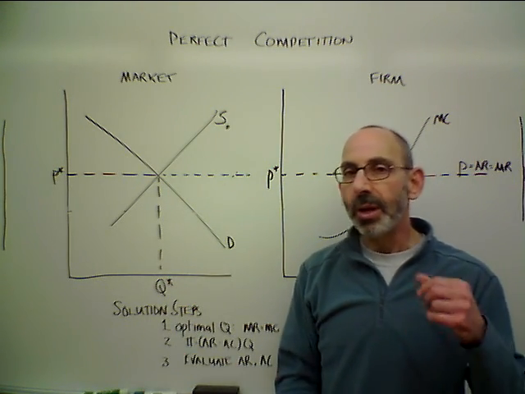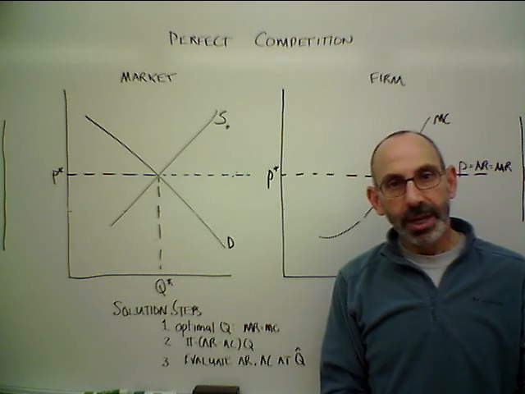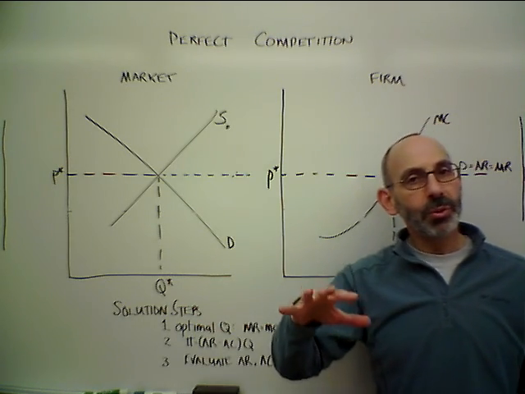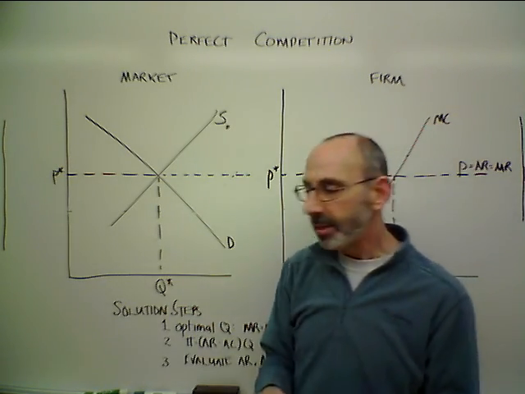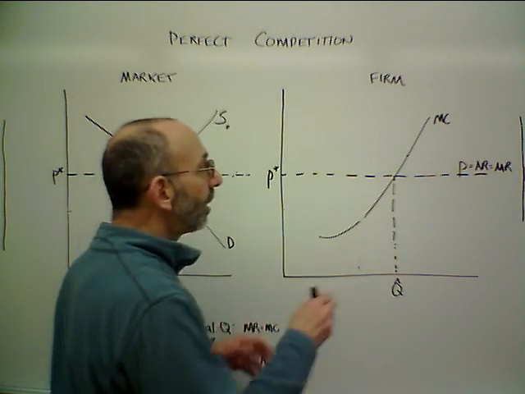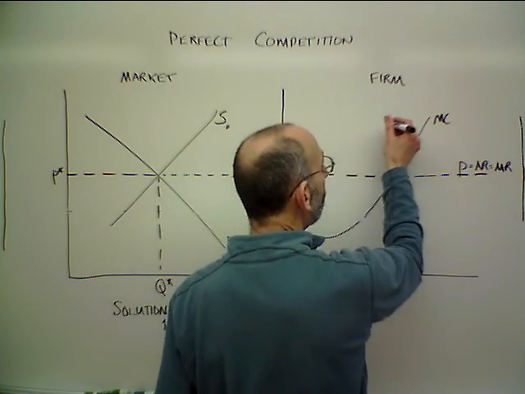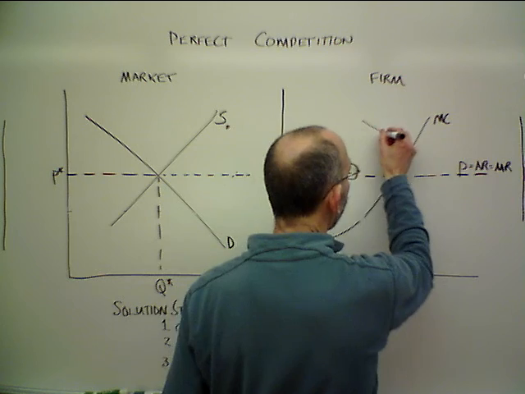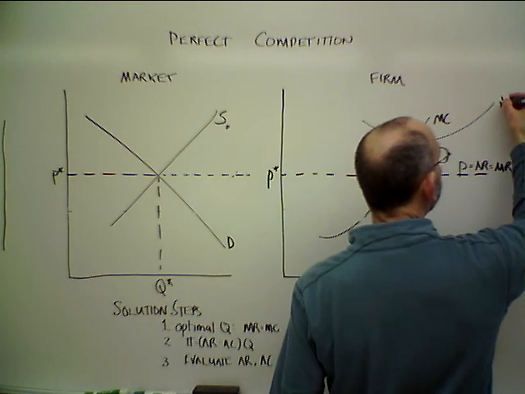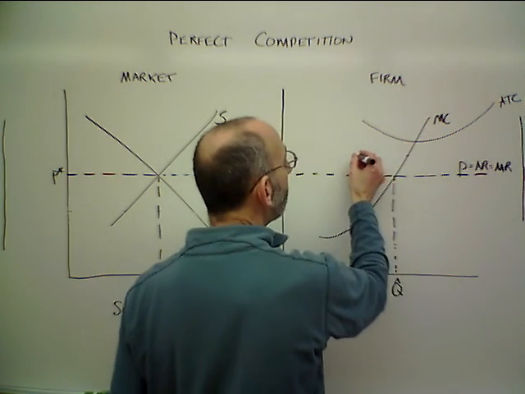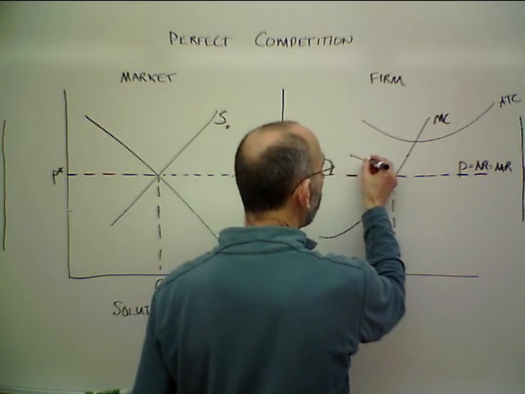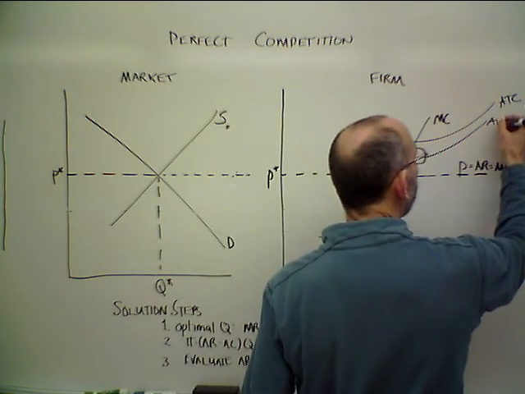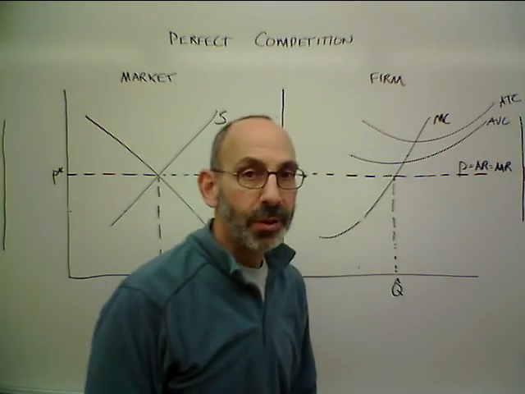That was scenario number 1, positive economic profits. Let's take a look at scenario number 2. Let's go ahead and put a couple curves up here. We're going to add one more curve for this analysis. Here's our average total cost curve. And in this situation, we're going to add one more curve, the average variable cost curve.